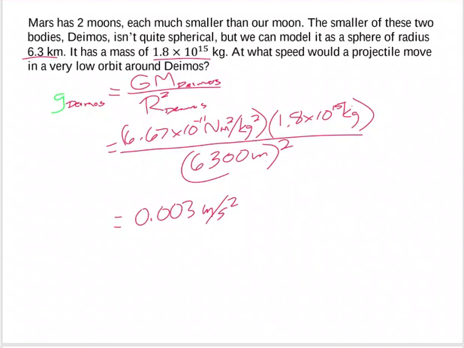All right. So the gravity on Deimos is a very, very small 0.003. And it should be, because Deimos is not very big. I mean, the radius is only 6,300 meters. It's a small moon. So that's not what we're trying to calculate, though. We're trying to calculate the speed the projectile needs to go for this very low orbit.